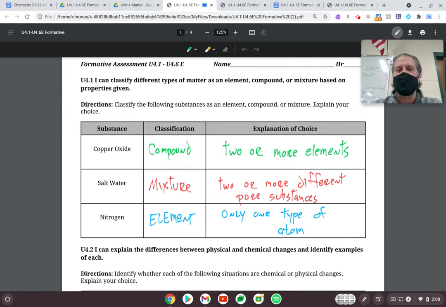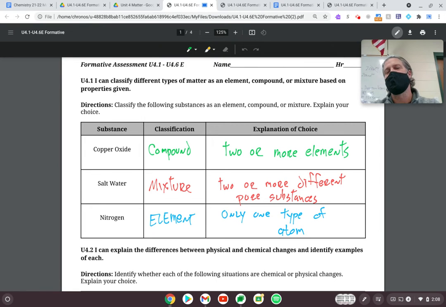Any questions about this section? Yes? What's a pure substance? Question is, what's a pure substance? A pure substance is basically an element or a compound, because the element is just pure atoms of that particular element.